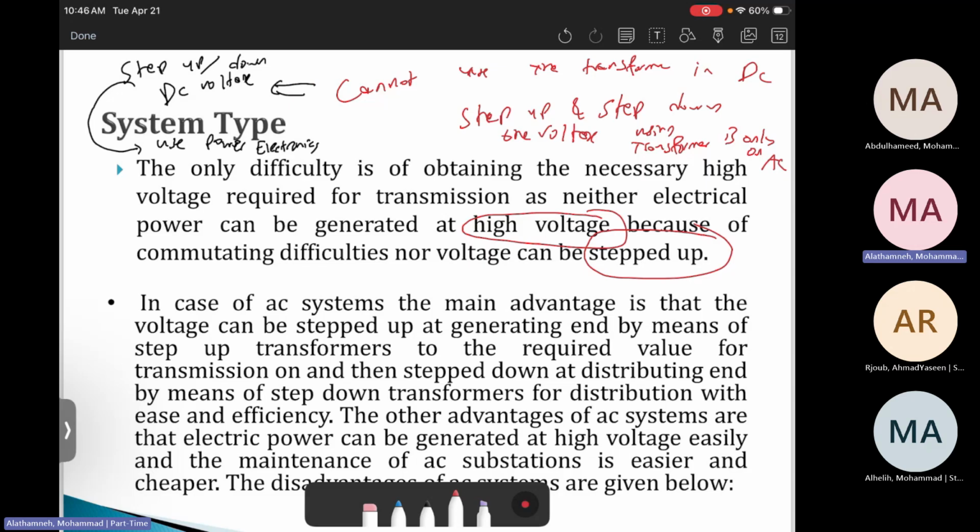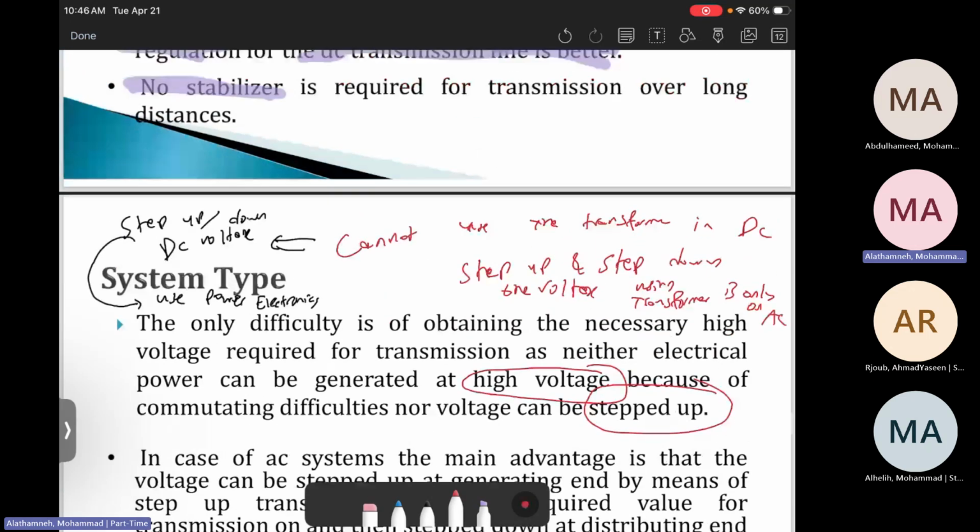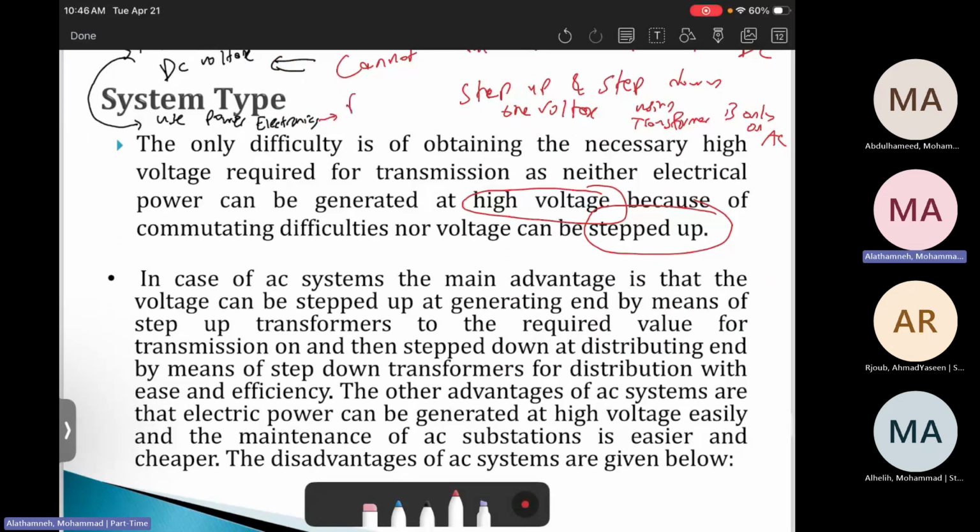And power electronics as an example, using buck boost. I'm not sure if you're familiar with a power electronics course, but there is a device called buck boost. This buck boost can be used to step up or step down the DC voltage. At the early invention of electricity, buck boost did not exist, so it was very difficult to step up and step down the DC.